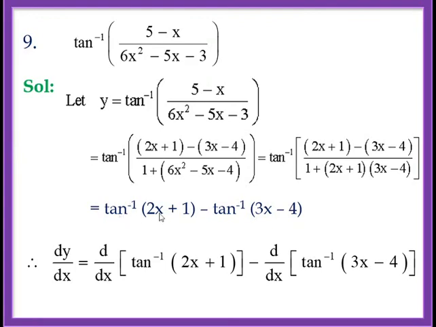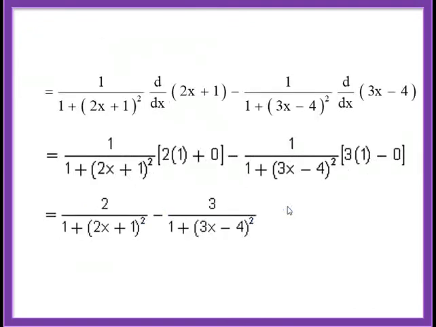Now, what is derivative of tan inverse (2x plus 1)? Can you tell me? Yes, it is 1 upon 1 plus square of this into du dx by chain rule, that is into derivative of 2x plus 1, which is 2, minus what is derivative of this? 1 upon 1 plus square of (3x minus 4) into derivative of 3x minus 4, which is 3. You will find that in the next step. Yes. So this is the final answer.